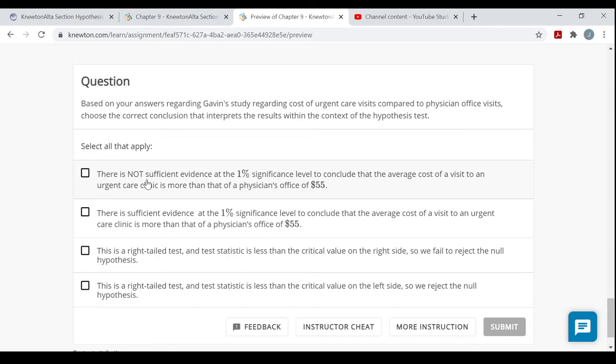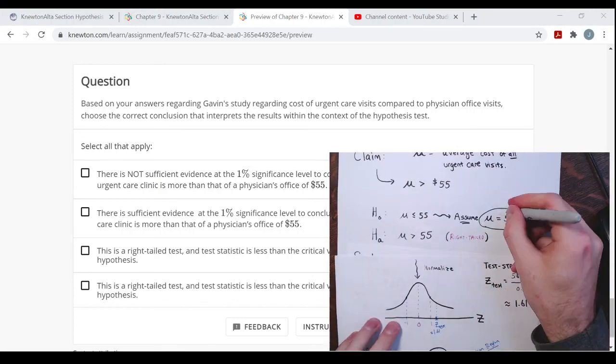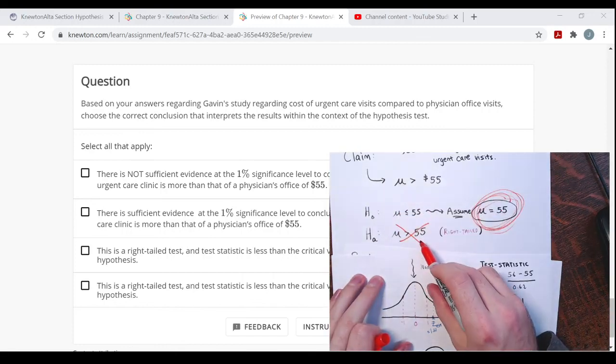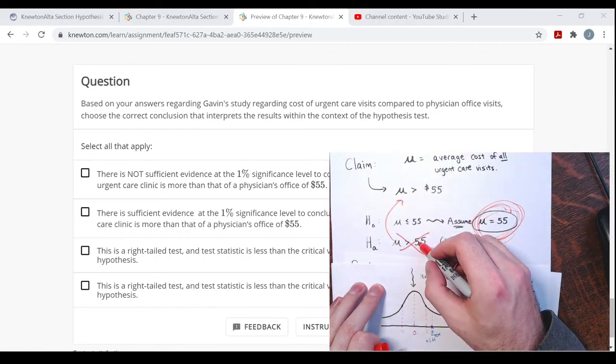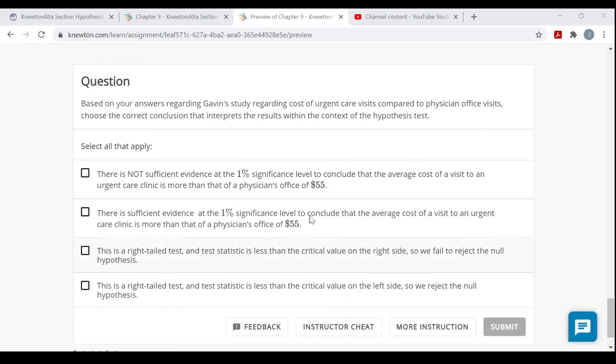Yeah. All right. Because we didn't reject the null. I'll bring up my paper again here. Going back, that means we kept this. We didn't reject it. That means we reject this, right? And this was the claim, right? So that means we're rejecting the claim. There's not enough evidence to support the claim if we didn't reject the null. So that's what this first statement is saying. There is not enough evidence at this 1% significance level to conclude that the average cost of a visit to urgent care is more than $55. This is the opposite of that statement.